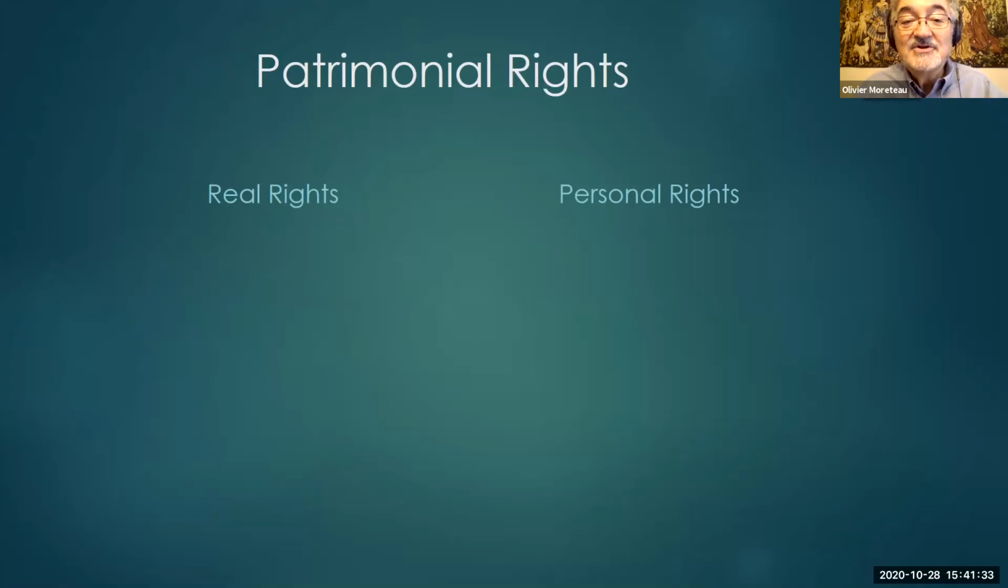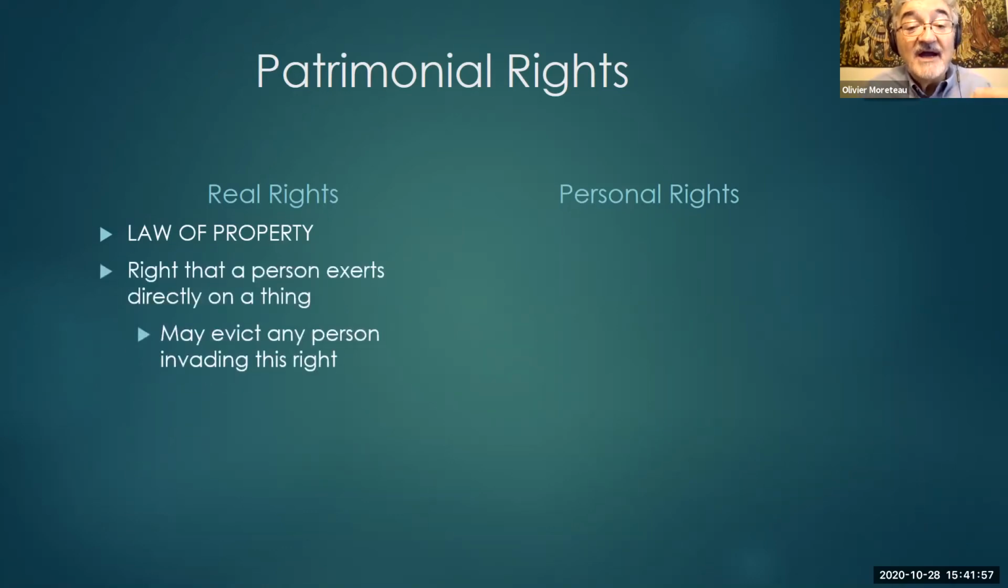I get now to patrimonial rights again, though we will discuss that in more detail in other videos. These patrimonial rights, I alluded to that already, have subcategories, real rights and personal rights. Let me introduce those. Real rights belong to the law of property. They are rights that are exerted directly on a thing. Thing was called res in Latin, hence the word real. That's the tangible reality, what you can hold.